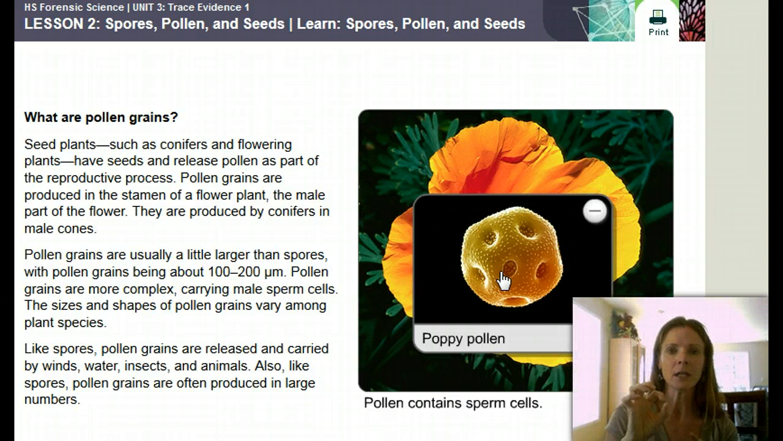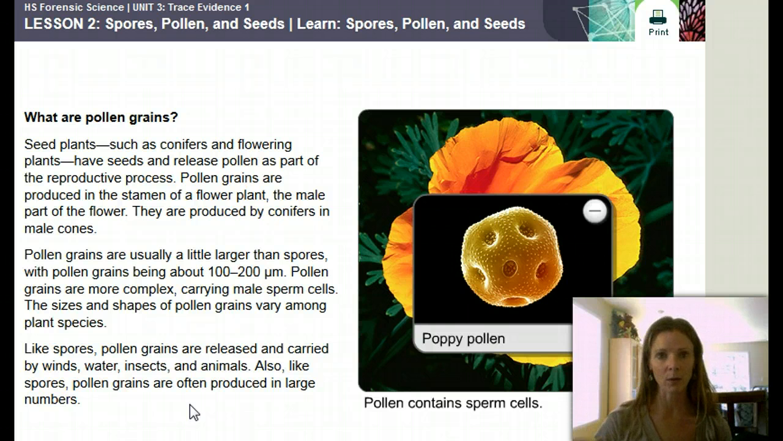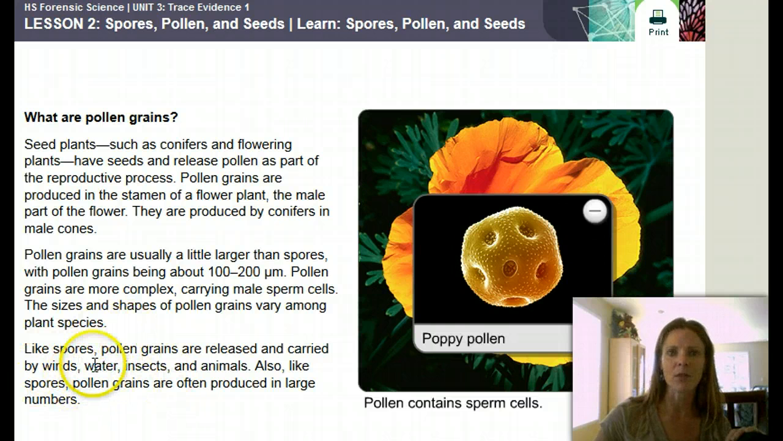Okay, so this is the male sperm part of it, and then the female part is typically within the flowering plant. Okay, so, but nonetheless, like spores, pollen grains are released and then they're carried by wind, water, insects, all sorts of things, okay? And I think that mentions it right down there. So, interesting about these things, a little bit of background on them, and hopefully from taking biology you remember some of this stuff.